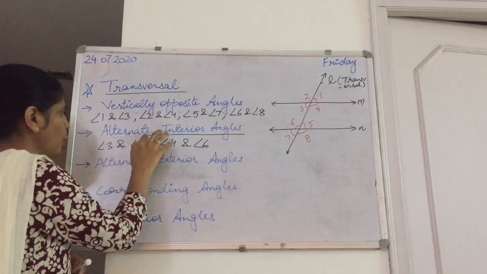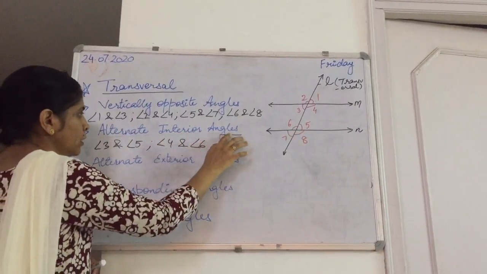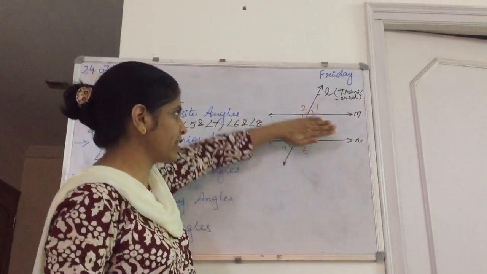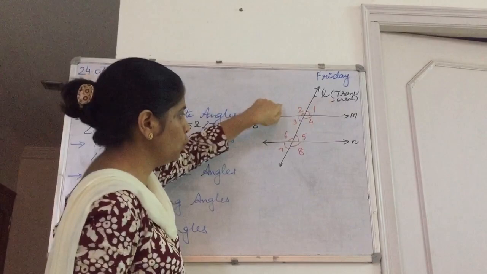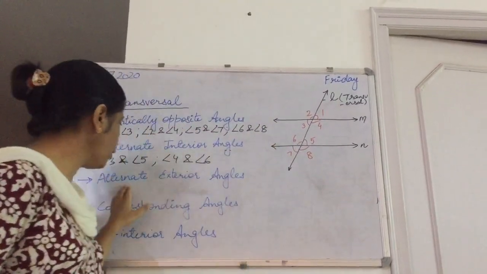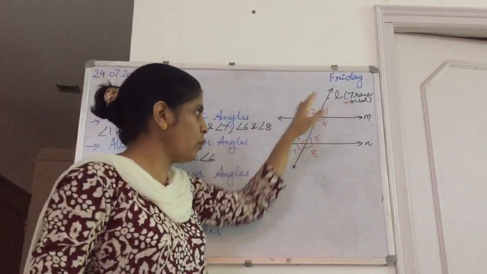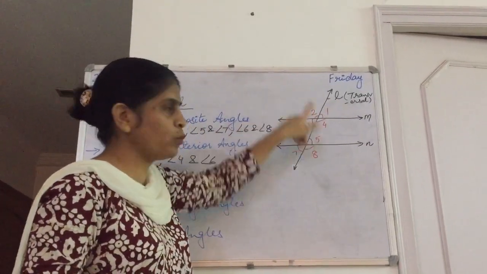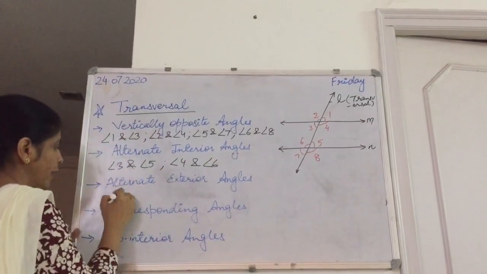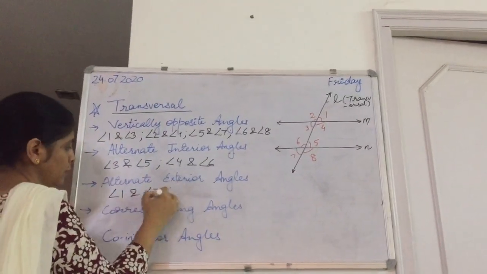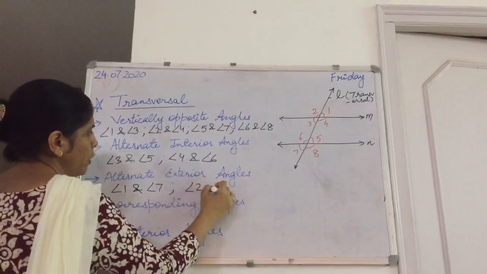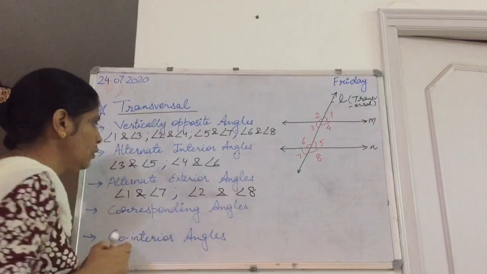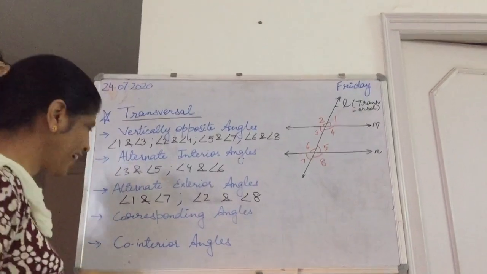Now let's talk about alternate exterior angles. First we talk about exterior angles. What are exterior? We have to hide the interior ones: 1, 2, 7, 8. Now alternate means in the opposite direction. So angle 1 and angle 7, angle 2 and angle 8 are alternate exterior angles.